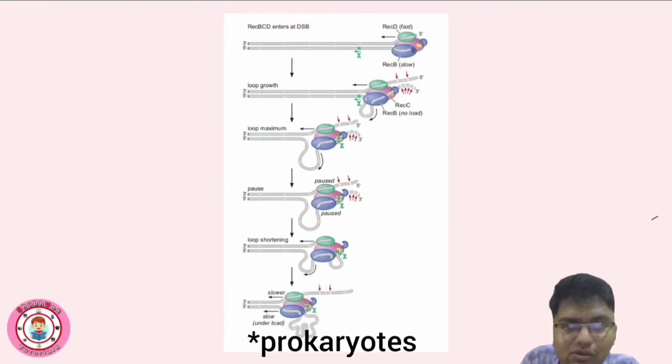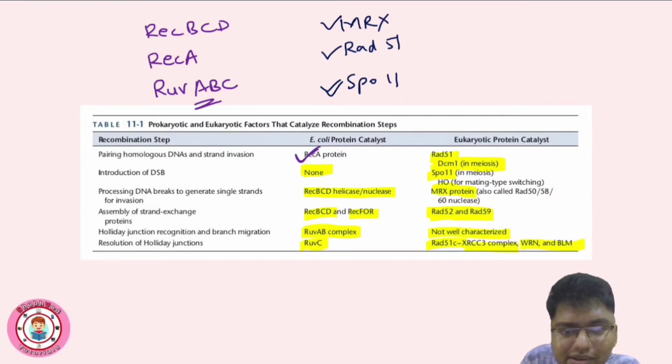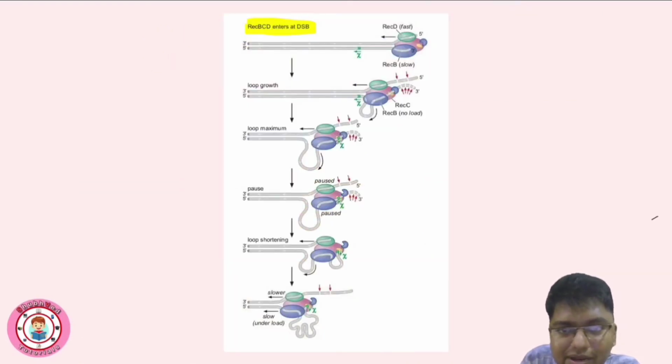Now let's see first what takes place. Now RecBCD. So we are considering this end as a double strand end. RecBCD enters a double strand break. What is RecBCD? Helicase nuclease, right? Where there is a double strand break, RecBCD will come. So do note RecB, RecC, RecD: these are the three separate proteins working in the complex.